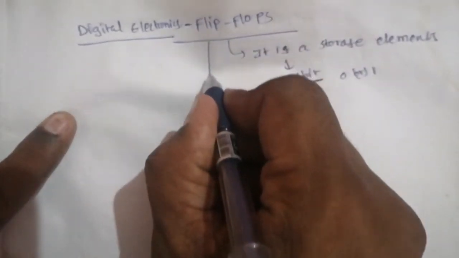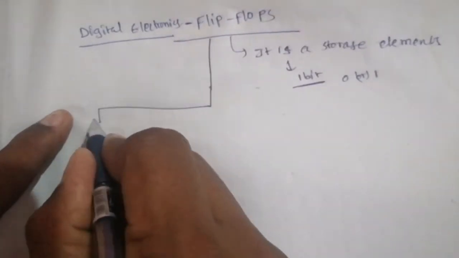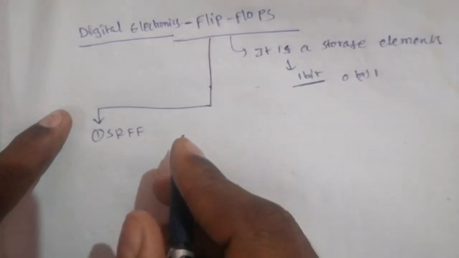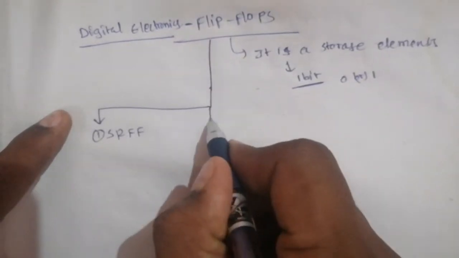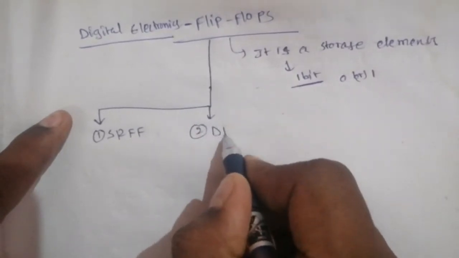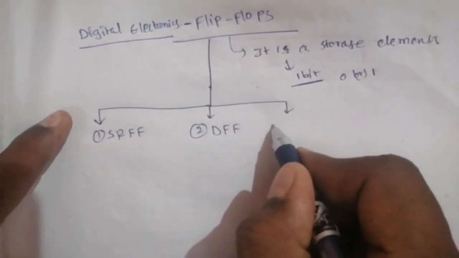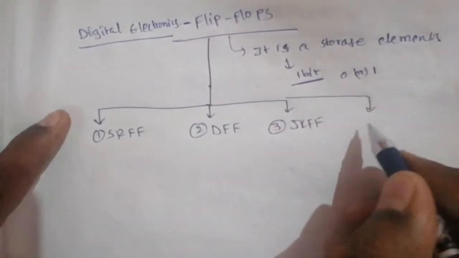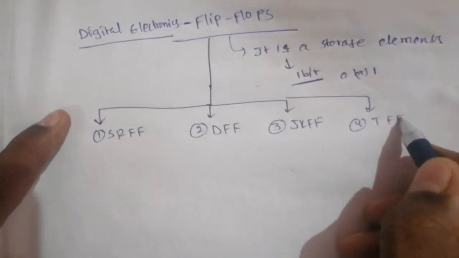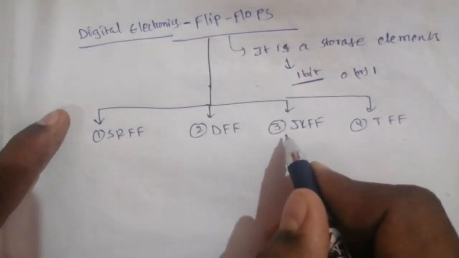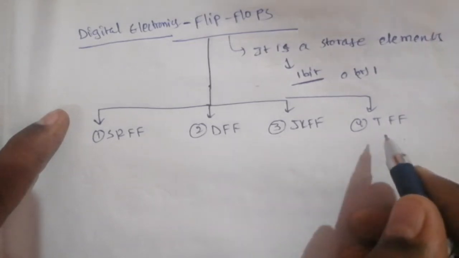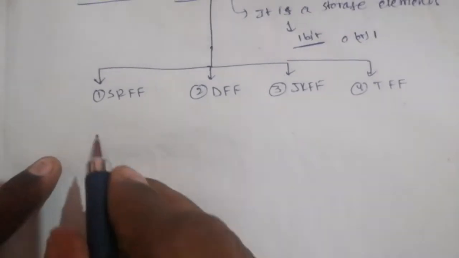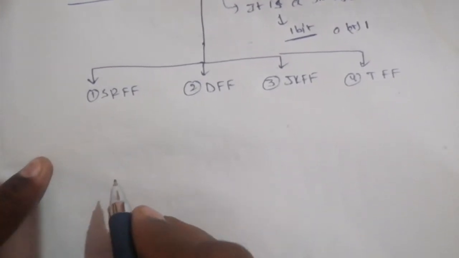In digital electronics, four different types of flip flops are available. The first one is the SR flip flop, also called the set reset flip flop. The second one is the D flip flop, and the third one is the JK flip flop. The fourth one is the T flip flop. D means delay flip flop, JK is Jack Kilby flip flop, and T is toggle flip flop.